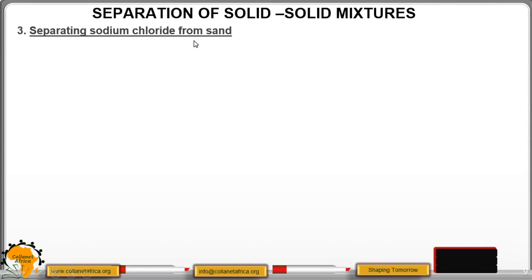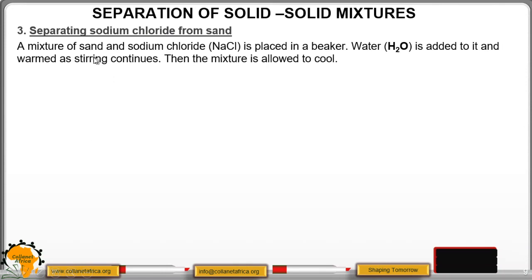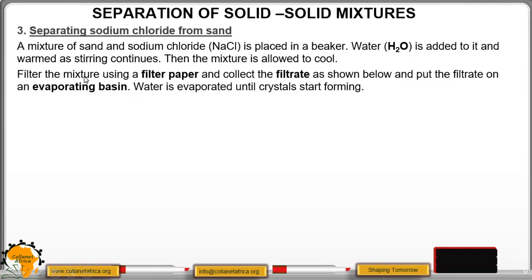Separating sodium chloride from sand. A mixture of sand and sodium chloride, NaCl, is placed in a beaker. Water, H2O, is added to it and warmed as stirring continues. Then the mixture is allowed to cool. Filter the mixture using filter paper and collect the filtrate as shown below, and put the filtrate in an evaporating basin. Water is evaporated until crystals start forming.